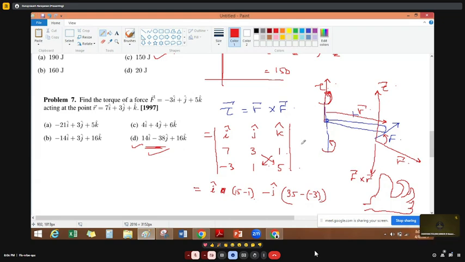Again, I'm repeating R cross F. Keep it well stored in your mind. If you take it as F cross R, everything will go wrong. So if you study the diagram, you will understand that in R cross F, the right hand thumb rule will point upwards. Thumb will point upwards. And that is your torque.